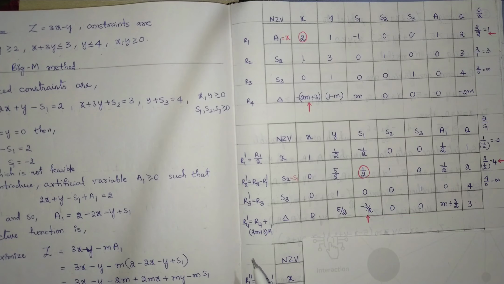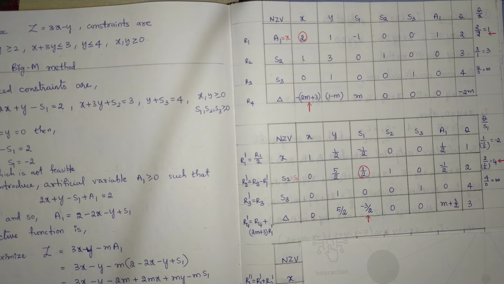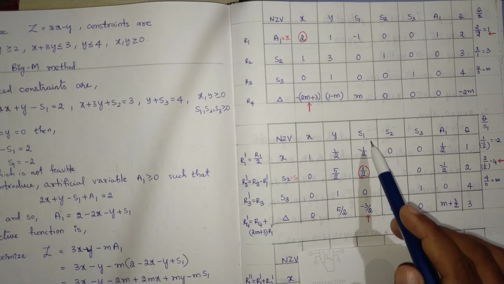So the row operation will be what? R4 plus 2m plus 3 times R1 dash. This is your R1 dash, the new pivotal row. So what happens? This is the thing we come across. Later again we have to identify the smallest negative number in the delta row. So minus 3 by 2 is the smallest negative number. So this is your pivotal column.